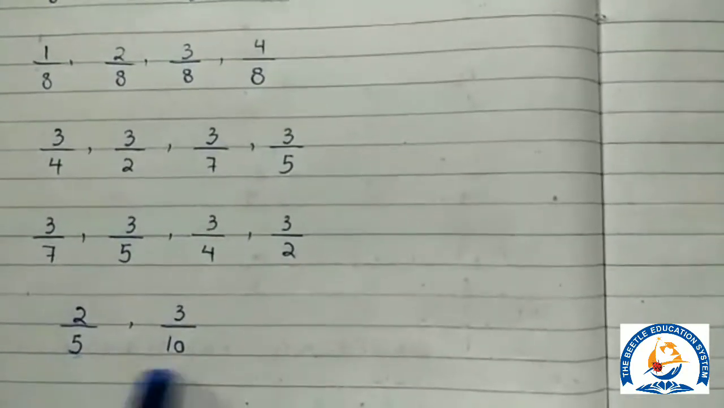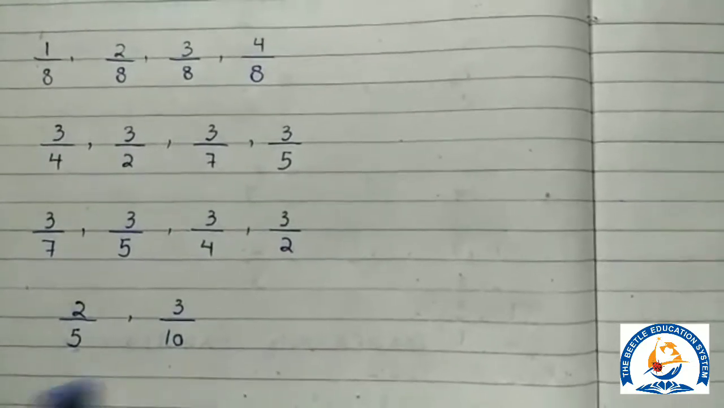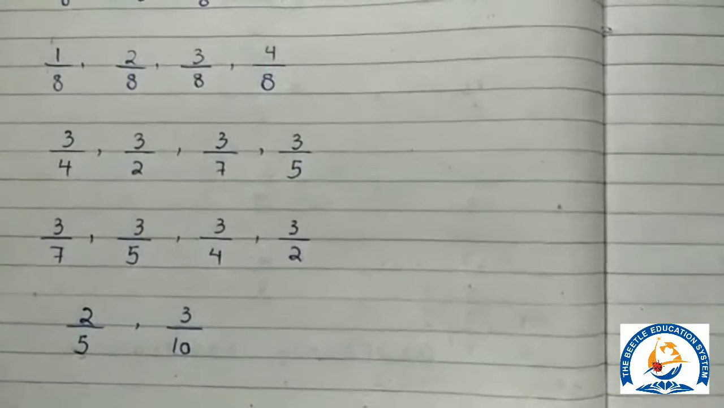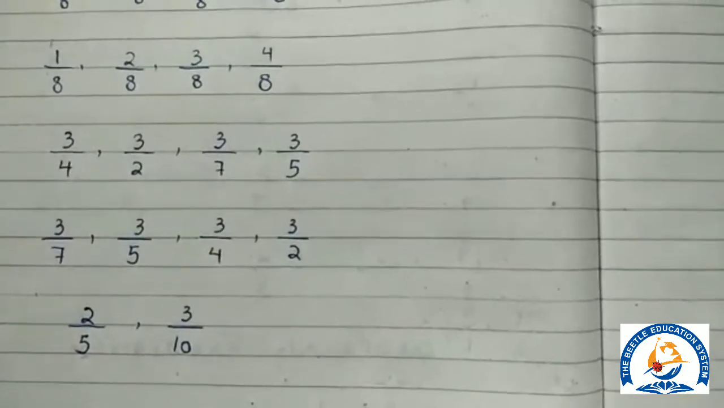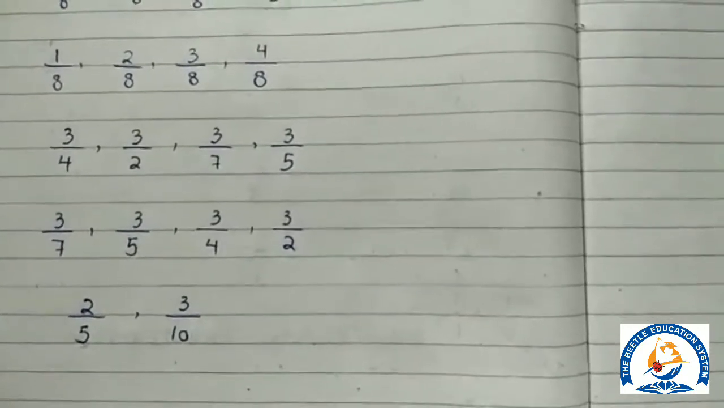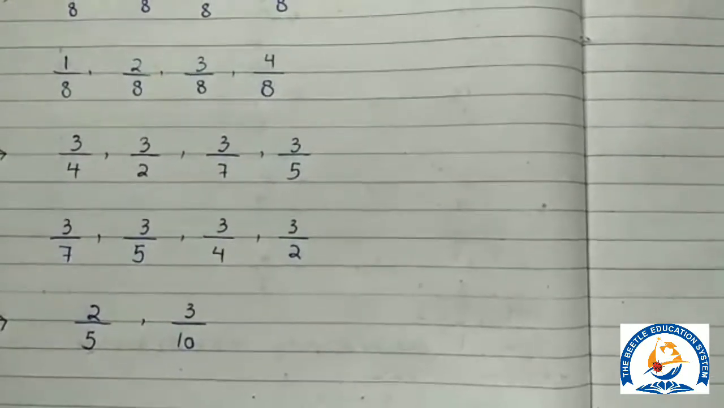Now let's come to the next example. 2 upon 5 and 3 upon 10. Here note that neither the denominators nor the numerators are the same. Both are different. So what we will do, we have to make the denominators the same to compare these fractions. To make their denominators the same, we have to find their LCM.